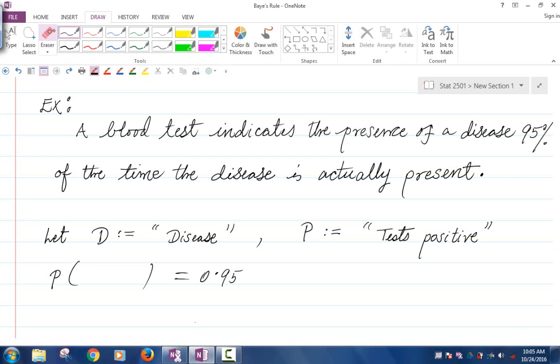Because I'm using P to denote probability, let's use something else here. What other letters can I use for tests positive? How about I use something like T and P? So it's the TP given D.